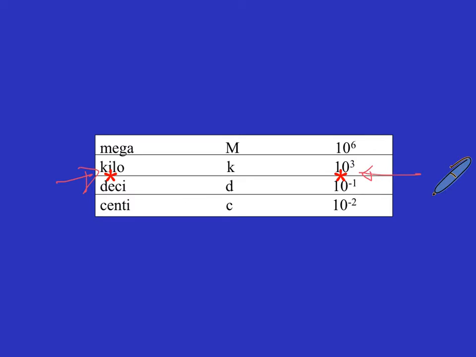So what that means is our base unit goes there. So meters would go between the prefix kilo and the prefix deci, because if you look over here, you'll notice that kilo is a positive power of 10, 10 to the third, and deci is a negative power of 10, 10 to the minus 1. Our base unit power is 10 to the 0.